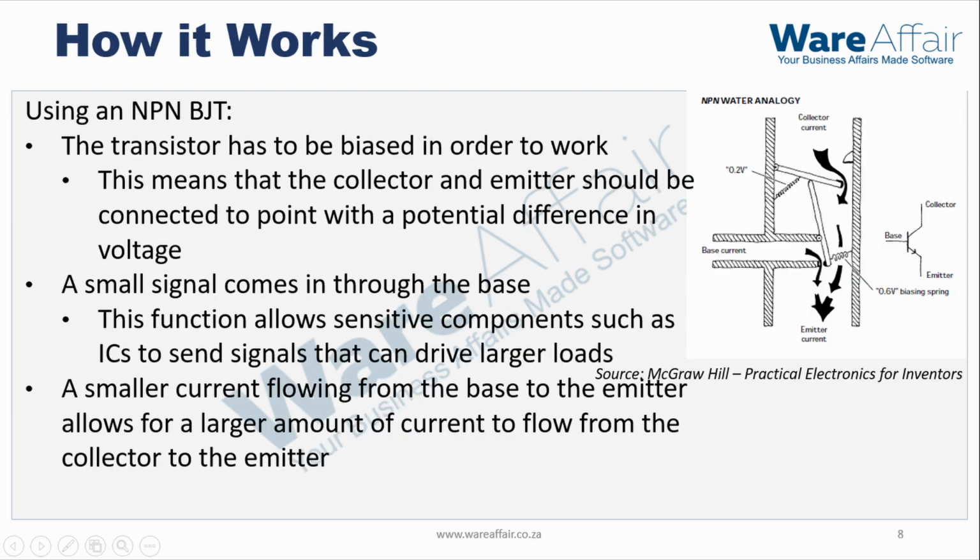Let's look at how transistors work, and we'll use an NPN bipolar junction transistor in this example. The transistor has to be biased in order for it to work. This means that the collector and the emitter should be connected to a point with a potential difference in voltage. A small signal comes in through the base. This function allows sensitive components such as integrated circuits to send signals that can drive larger loads. A smaller current flowing from the base to the emitter allows for the larger amount of current to flow from the collector to the emitter.